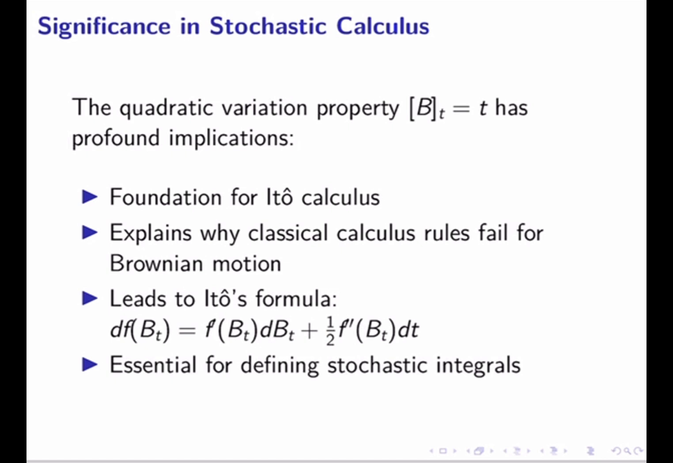The quadratic variation property is fundamental to stochastic calculus. It explains why classical calculus rules do not apply to Brownian motion, and it makes it necessary to develop Ito's calculus. The famous Ito formula includes an extra term involving the second-order derivative, which arises precisely because the quadratic variation of a Brownian motion is not zero. This property is also essential for defining stochastic integrals and developing the theory of stochastic differential equations.